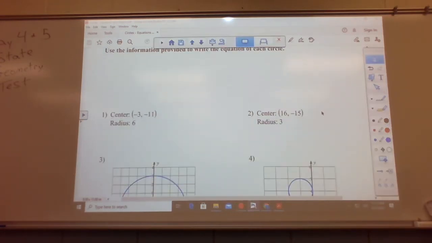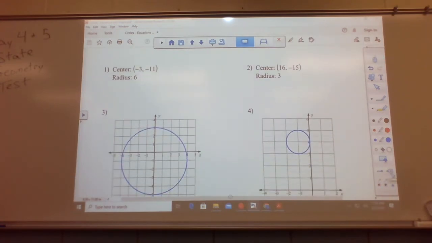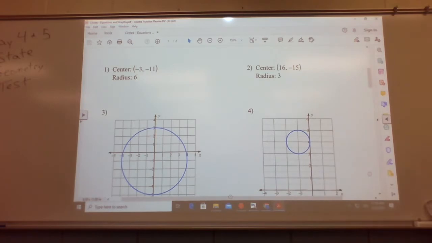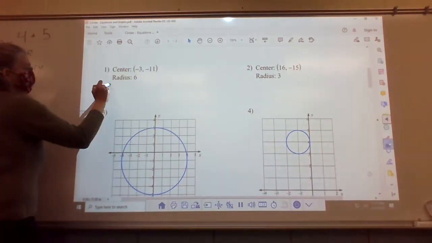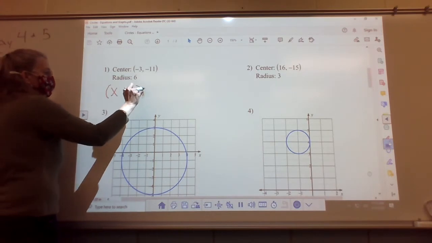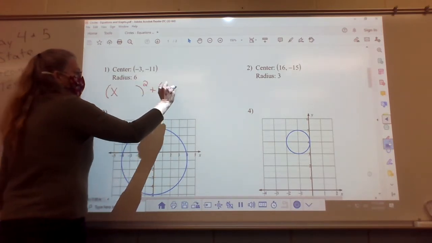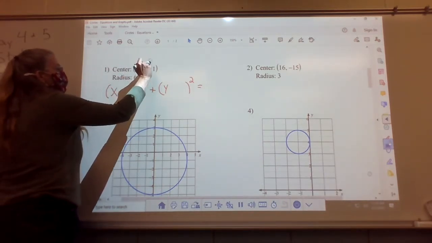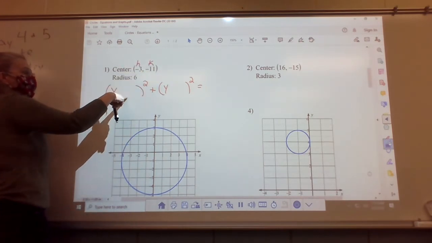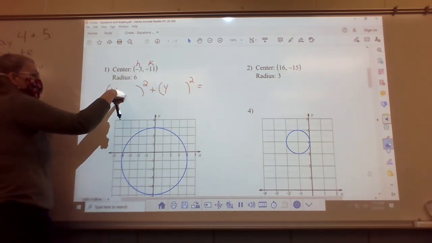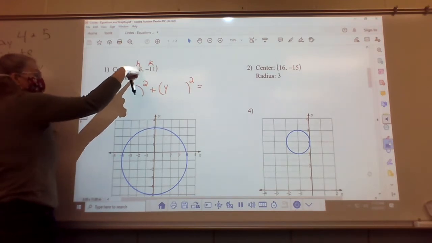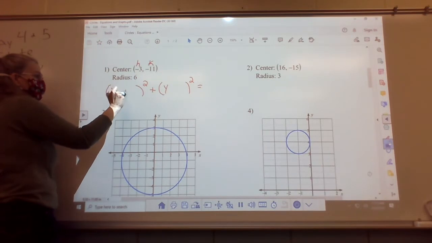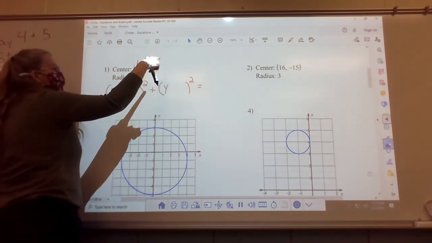First two are real easy because you're just plugging things in. So 1 and 2, you're plugging your information into the formula. And like I said, the formula is going to look like this. The center, remember I said was the h and the k. But when it goes down here, don't forget to change the sign because the formula says minus, so it's the opposite of whatever this is. So if this is minus 3, down here I put plus 3. If this is minus 11, down here I put plus 11.